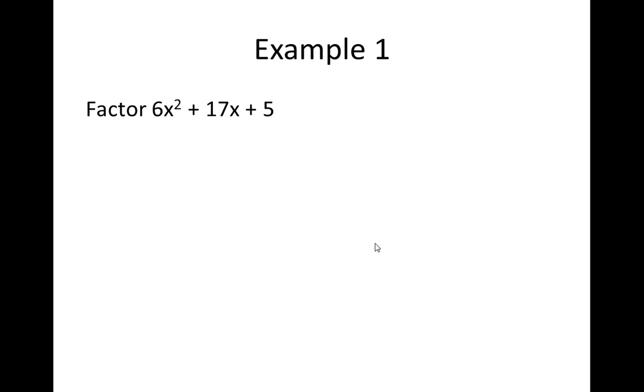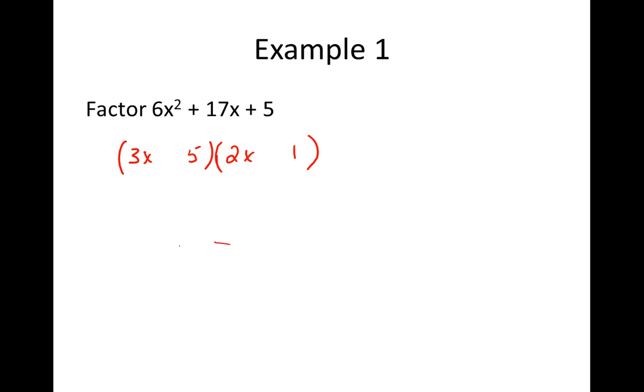So the trial and error method is we simply try out a few of them and see which ones work. So 6x squared. Really, there are a couple ways to factor 6x squared. It could be 6x and x, or 3x and 2x. So let's just try 3x and 2x. Now 5 can be factored only one way, 5 and 1. So either it's going to be 5 and 1 or 1 and 5. So let's try the 5 here and the 1 here.